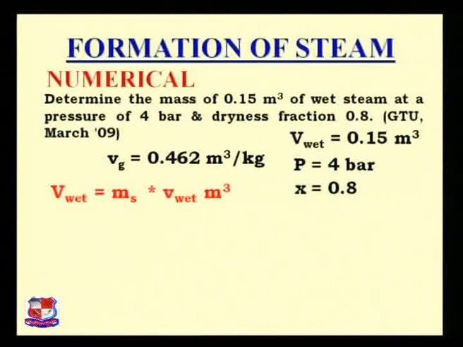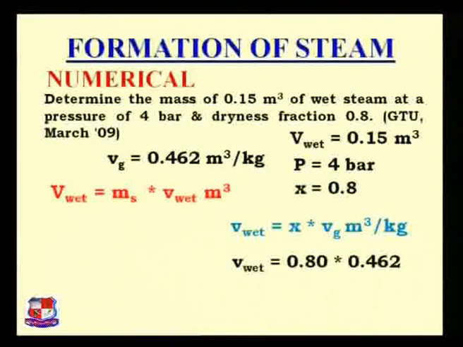We want the value of specific volume of wet steam, and we know the equation for the specific volume of wet steam, that is x multiplied by Vg. X is given in the problem, Vg from the steam table. So specific volume of wet steam is equal to 0.8 multiplied by 0.462, which will give us the answer. Specific volume of wet steam is equal to 0.3696 meter cube per kg.